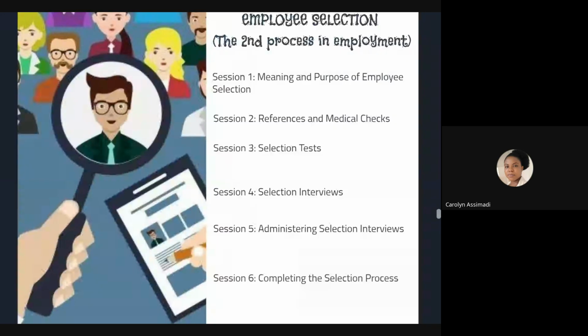Section 3. Selection tests. Having studied the meaning of employee selection and reasons why careful selection is important, as well as the use of references and medical checks as selection devices, we can now move to another interesting aspect of the selection process. We shall examine specifically selection tests as a selection device. All right, let's jump to 3.1. Meaning of selection test. Testing candidates is another selection device which can be used to gather information about candidates. Tests help us to assess what a candidate can do.